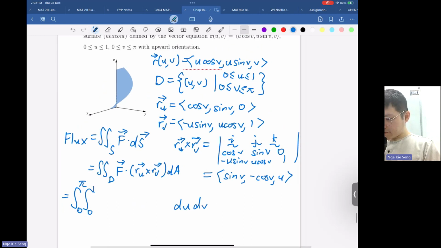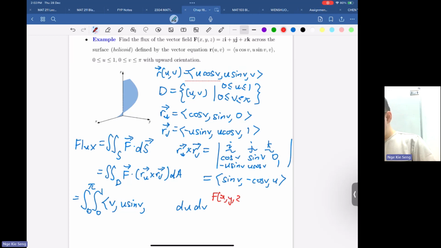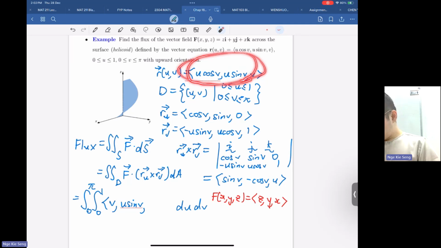What's our F? F is z, y, x. Let me write down what F is here so that we know what I am doing. F(x, y, z) is (z, y, x). But on my surface, x, y, and z become the new parameters. So for my x, it becomes u cos v.